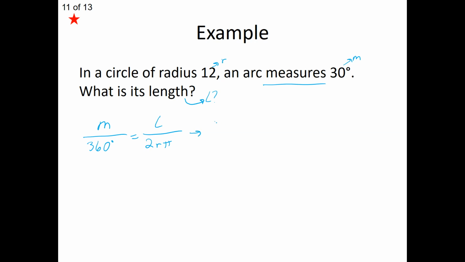So I'm going to replace M with 30 degrees. I'm going to then have that ratioed with this 360 degrees here. That is going to be equal to this missing variable L, that's what we're looking for, what the length is, ratio with our circumference, 2 times 12 times pi. Let's simplify a few things.